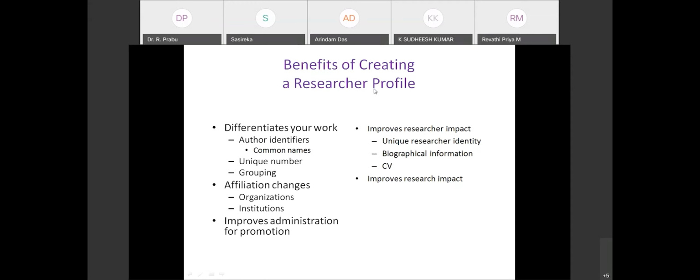Okay, so you can differentiate your work, and author identifiers and common names, and they will assign the unique number, and see affiliation changes, and through this unique number we are able to identify the particular author. Sometimes you are working today in Tamil Nadu Open University, and next year you may switch your position to Madras University, and after 2 years you can switch to Anna University.